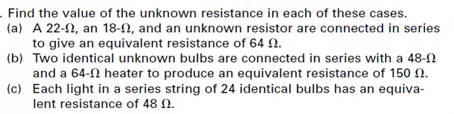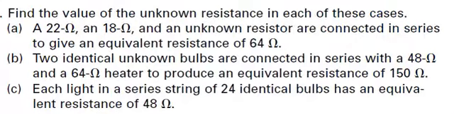B, two identical unknown bulbs are connected in series with a 48 ohm and a 64 heater to produce an equivalence resistance of 150. So it's going to be 150 minus 48 and 64. So it is going to be equal to 19 ohm.